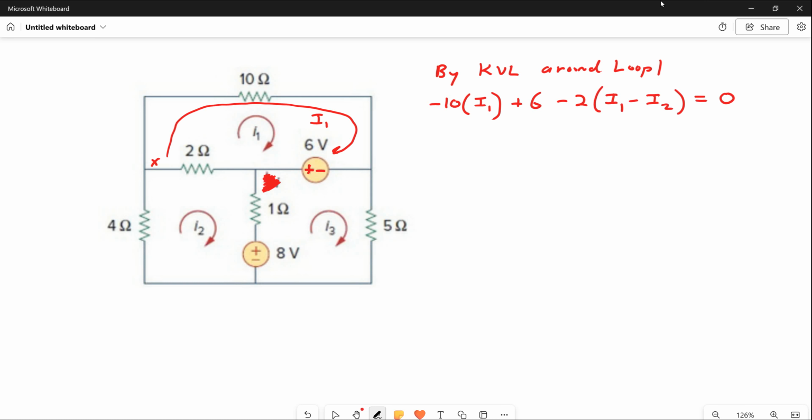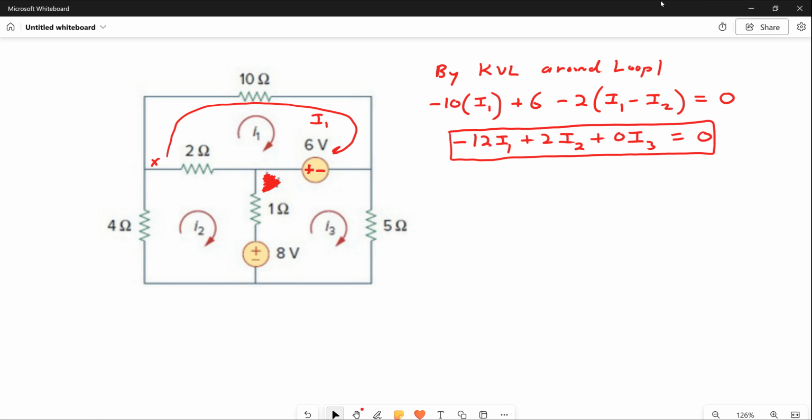equals 0. That's the top level equation. -10I1 plus 6 minus 2 times the quantity I1 minus I2 equals 0. You clean that up a little bit and you get your first circuit equation: -12 I1 plus 2I2 plus 0 I3, because it's not represented. You get it in a standard form to get ready to solve these with matrices, or with an app on your phone, or with your calculator.